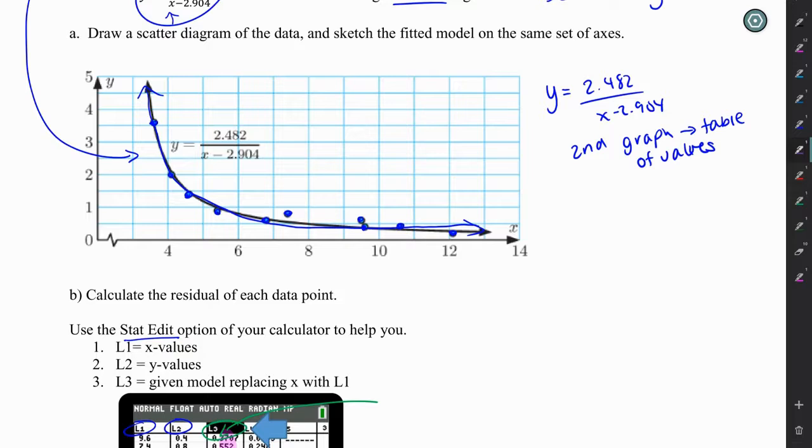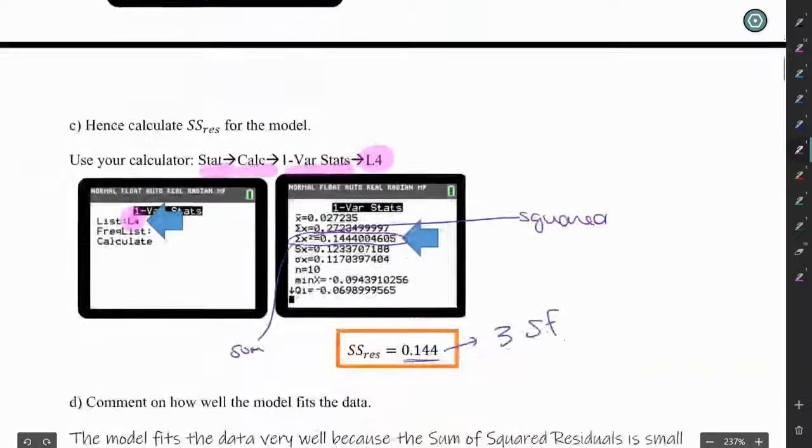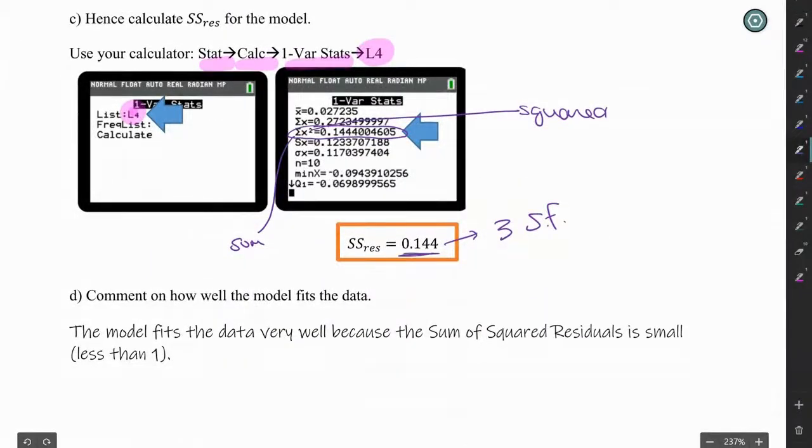So your visual of, oh, look, these points are close to the model is now backed up by this data right here that the sum of the squared residuals is 0.144, which is a really tiny number, which means that all those distances, when we square them and add them together, they form a very tiny number.